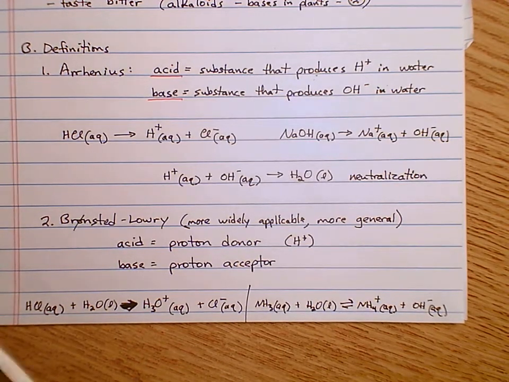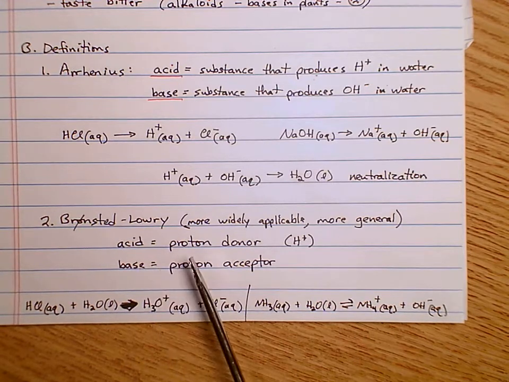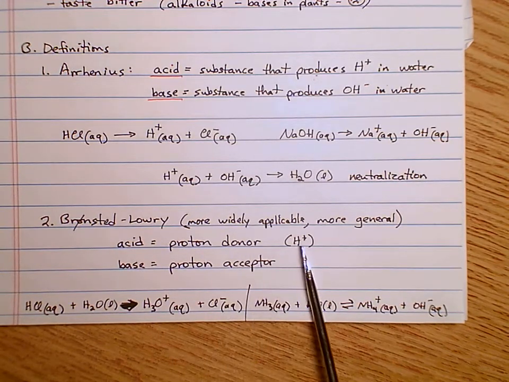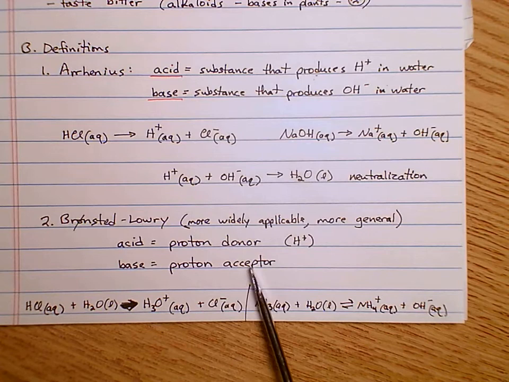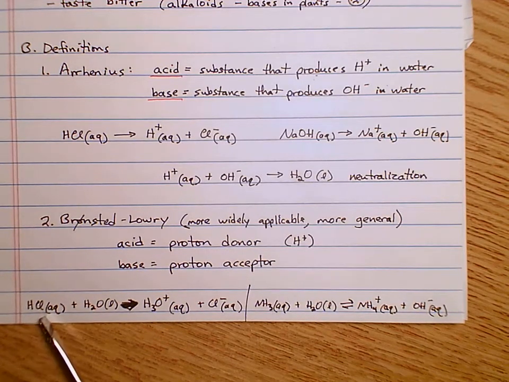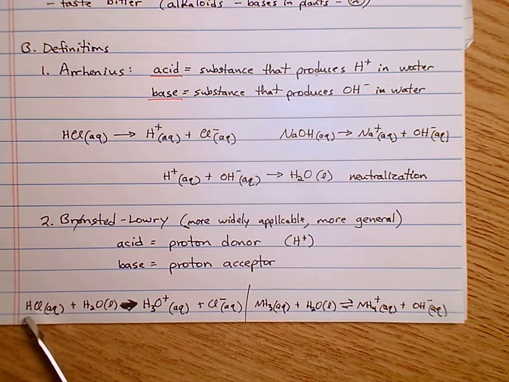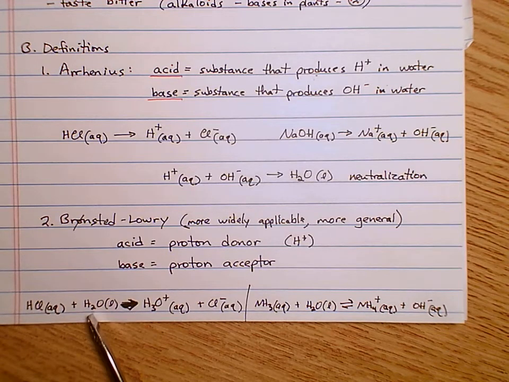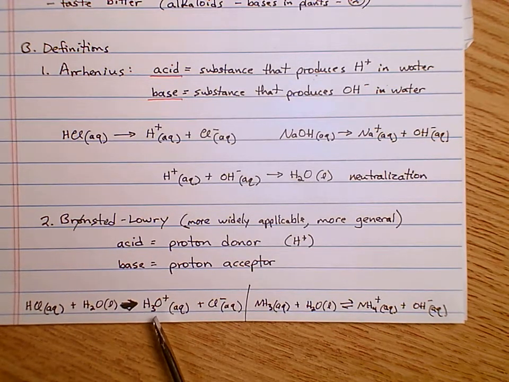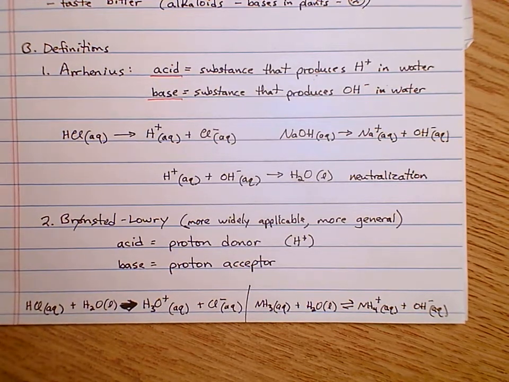All right. In the Bronsted-Lowry definition, an acid is a proton donor, donates protons. A base is a proton acceptor. HCl is an acid because it donated this H to the water. Water is a base because it accepted the proton to become H3O plus. H2O accepted a proton to become H3O plus, so water is the base. HCl donated that proton to the water, so HCl is the acid.